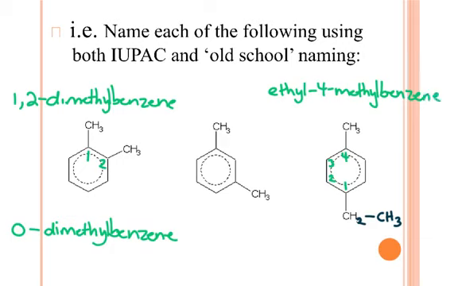And if I wanted to use my old school naming, all I'm going to do is I'm going to remove the numbers. The 1 is implied, and I've got a 4. And a 1,4 means a P. And then I'm just going to push the words together now. So P-ethylmethylbenzene. And that's all there is to it.